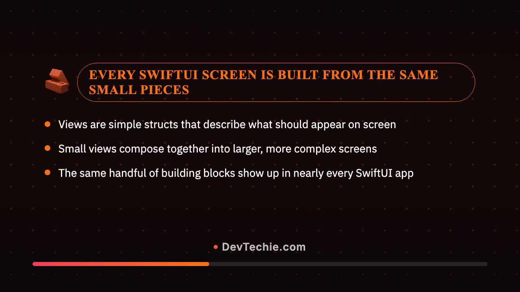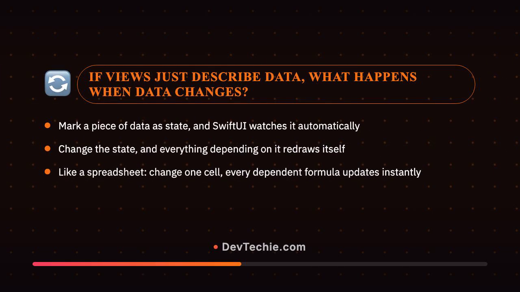The real power shows up when you start composing these small pieces together. A profile screen is just a stack containing an image, some text, and a button, arranged and styled. A complex app is just smaller composed screens nested inside larger ones all the way up. Once that composition habit clicks, reading someone else's SwiftUI code stops feeling like decoding a puzzle. Which raises the obvious next question.